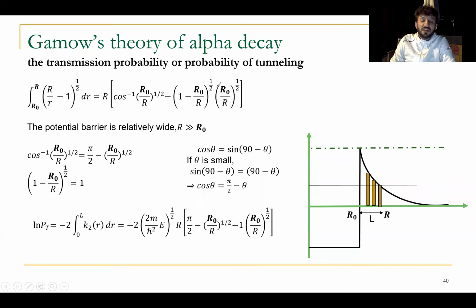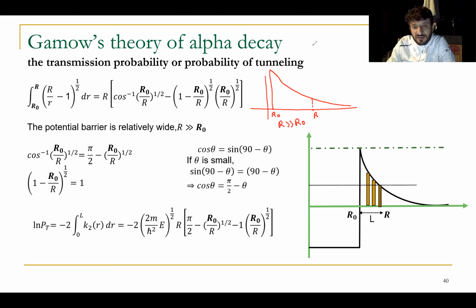Now, in the real case, we have a small radius of nucleus and a large potential barrier. If we have here the value of R and here the value of R0, then R is very big in terms of R0, so we can make this approximation.